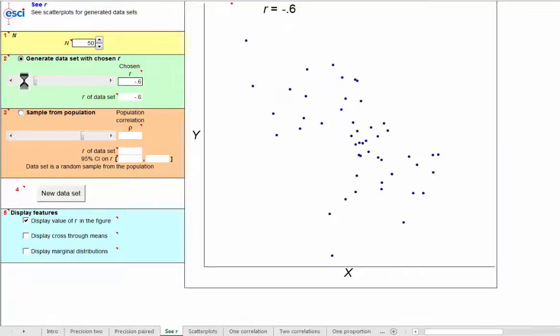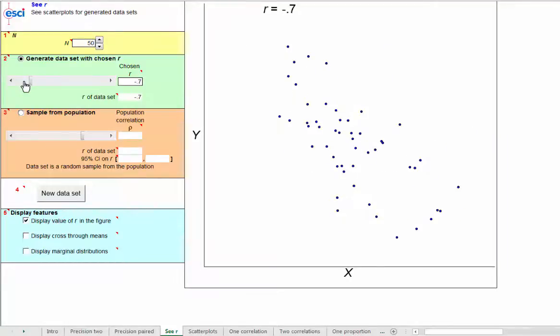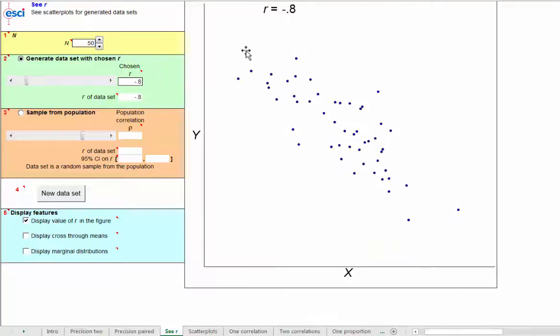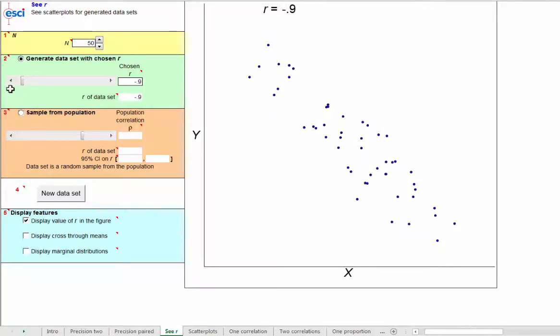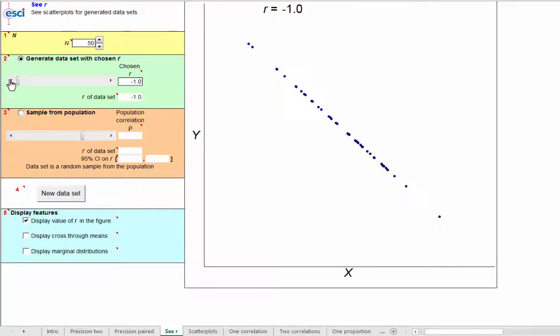-0.5, -0.6, -0.7. By now it's extremely clear. Still scatter about the line, -0.8, -0.9, and -1, very tight to a line.